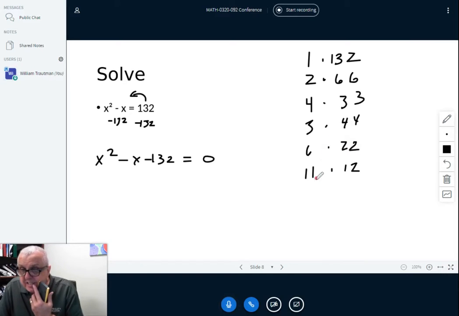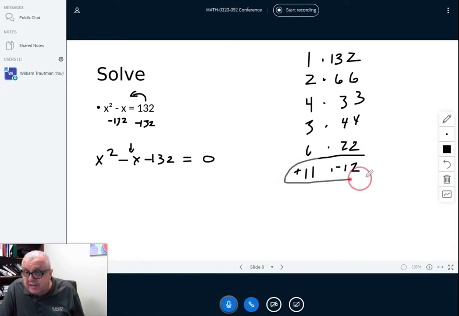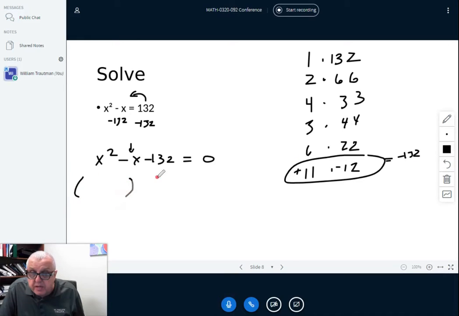And I think that's pretty much it. Which one of these will add or subtract to give me a -1? Do you see down here, if I do a -12 and a +11, that gives me a -1. And if I multiply a +11 times a -12, I get a -132. So those are my factors. A +11 and a -12.